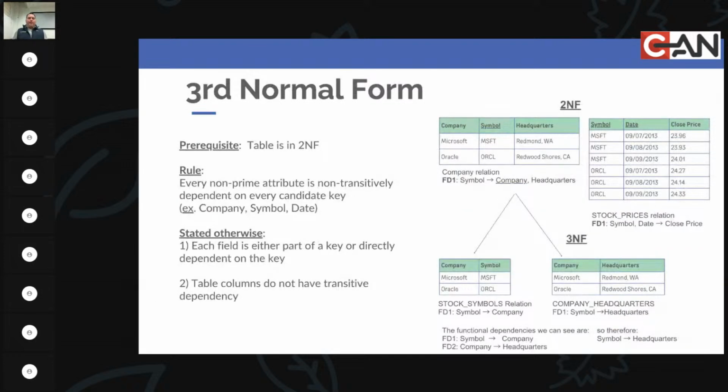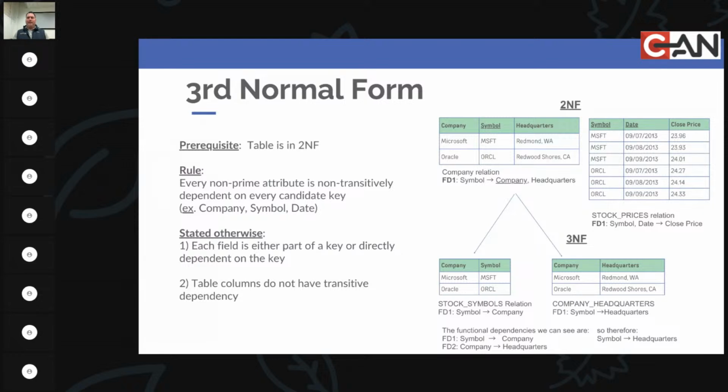Okay, third normal form. Every non-prime attribute is non-transitively dependent on every candidate key. Each field is either part of a key or directly dependent on the key. Table columns do not have transitive dependency. Transitive dependency in a database occurs when non-key attributes depend indirectly on the primary key through another non-key attribute. So it's when one attribute depends on another attribute, which in turn depends on the primary key.